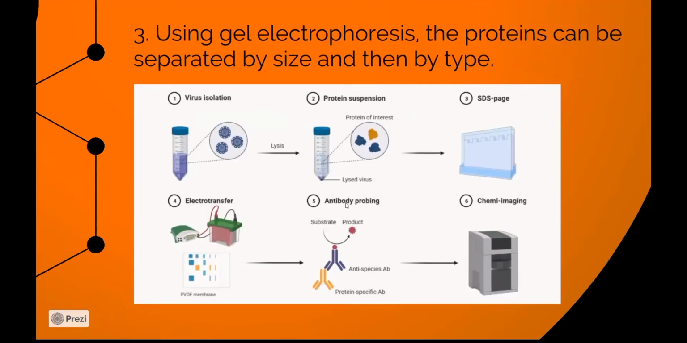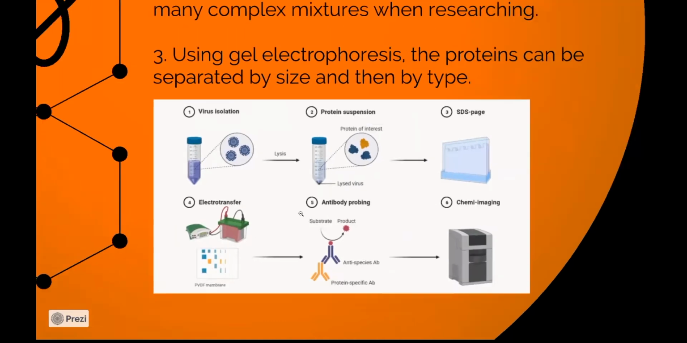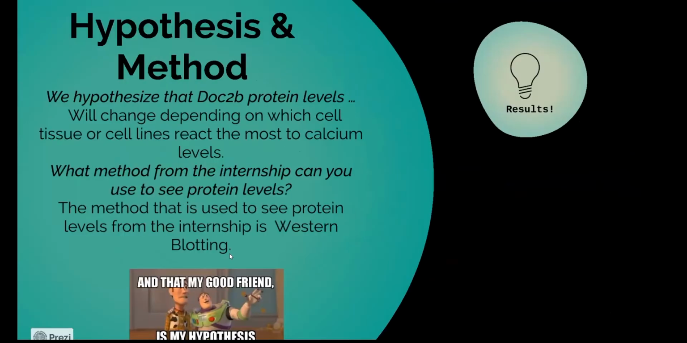isolate the virus. Then we take out the protein of interest and we put it into gel electrophoresis to figure out the size and type of the protein. For our experiment, we hypothesized that DOCK2B protein levels will change depending on which cell tissue or cell lines react the most to calcium levels.